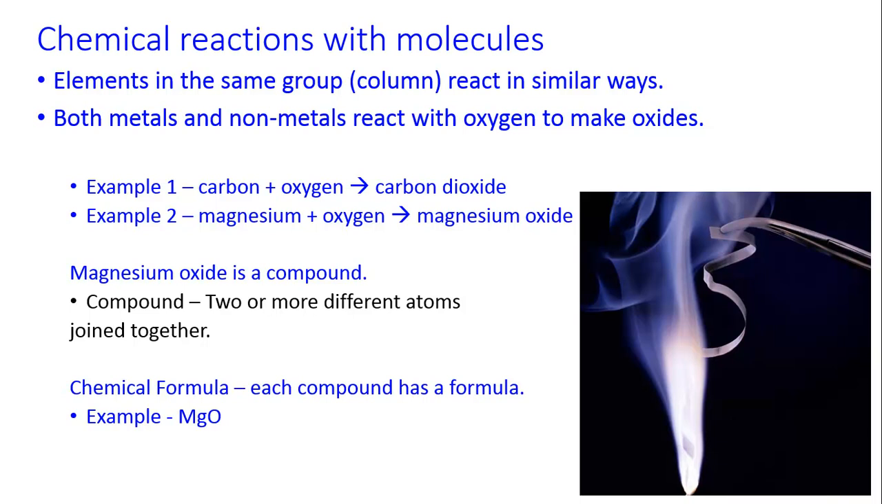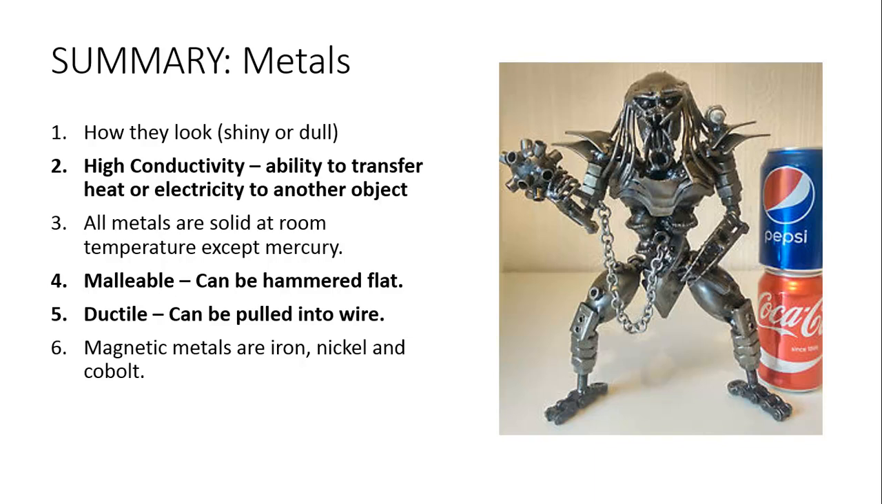All compounds, all molecules have a chemical formula, which we write as, for example, magnesium oxide, MgO, the chemical name of the element.